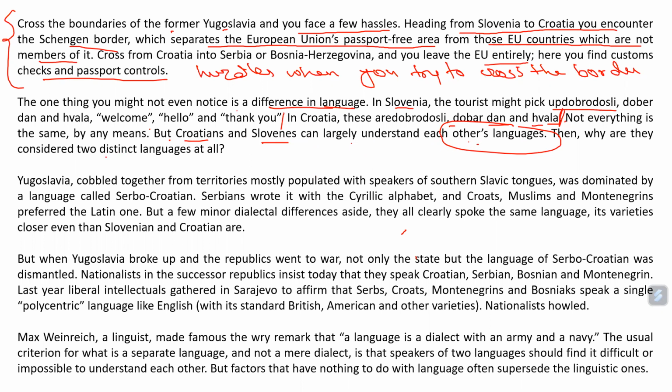Then why are they considered two distinct languages at all? So the author is asking, when they are able to understand each other's language, why is there such a distinction? Why are the languages considered distinct? Now, as soon as I got this question, what I can feel is that in the next paragraph, the author might be trying to answer this question.